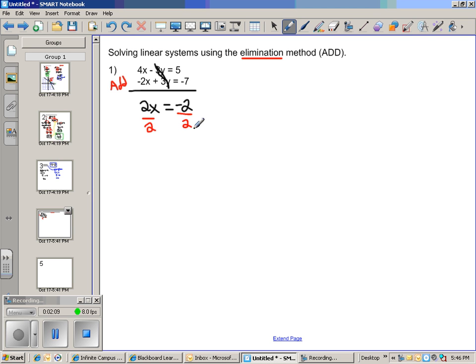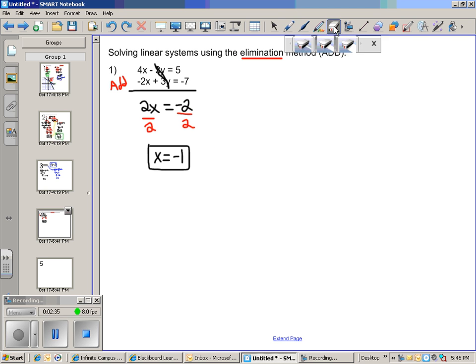Now using this, we can go ahead and solve for x. I can divide each side by 2. Once I divide by 2, the 2 is reduced down to 1, or we like to say just x. And then if you think of this as a fraction, negative 2 over 2 reduces down to negative 1 over 1, which is really just negative 1. So we found x equaling negative 1. Now we have to find y.